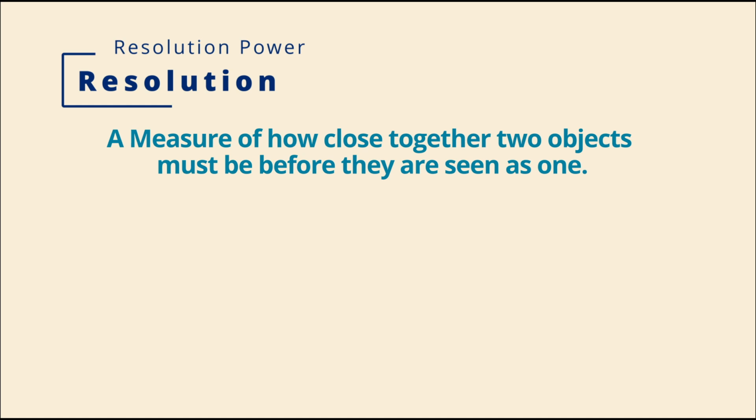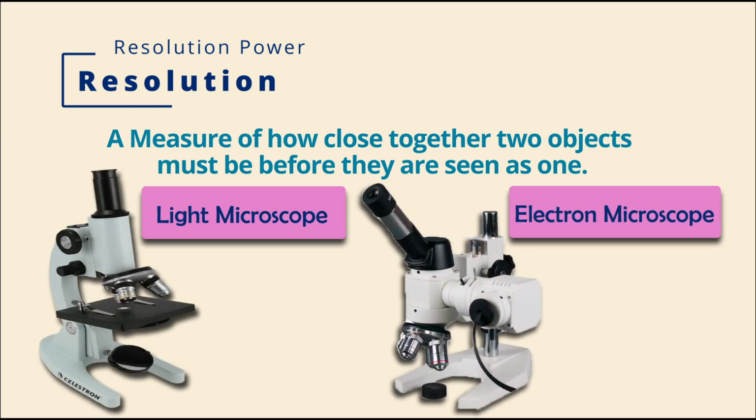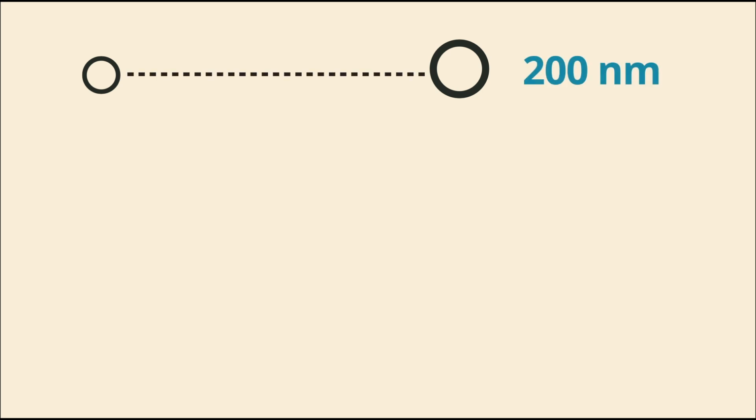Now let's look at the two microscopes, the light microscope and the electron microscope. The resolution power of a light microscope is something around 200 nanometers. For an electron microscope, it's much higher, something around 0.1 to 1 nanometers. Let me explain like this. If you have 2 points, point A and B, a light microscope can only distinguish them if they are at least 200 nanometers apart.